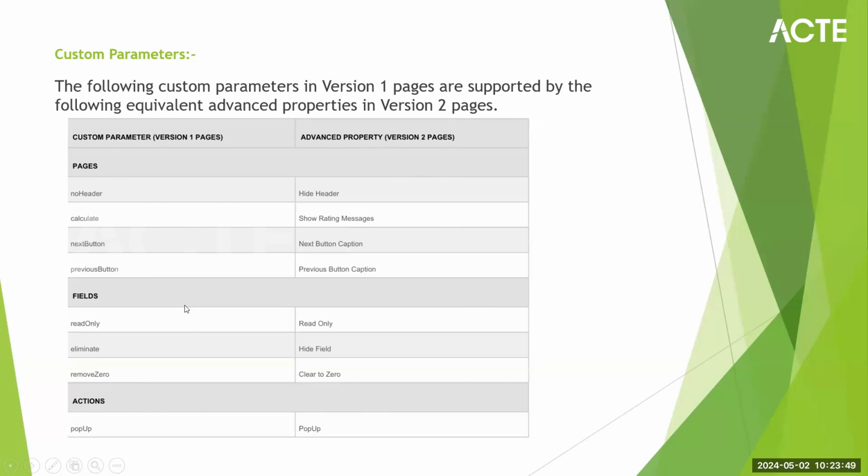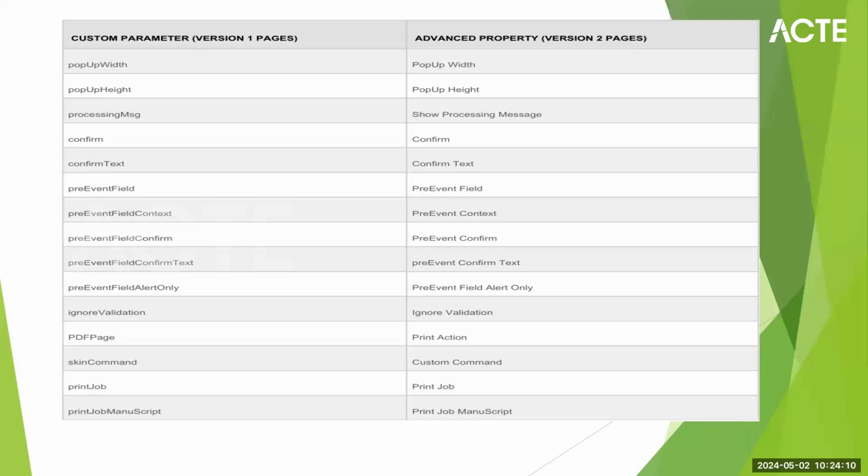This is for version 2, like 6x manuscript. This is for 7x manuscript. No difference, just a simple change. Here, no header means hide header. Caption is different, but functionality is the same. These are also the same, like pop-up wide and pop-up hide, crossing message, confirm, contrast, print job manuscript, ignore validation, pre-event alert field.